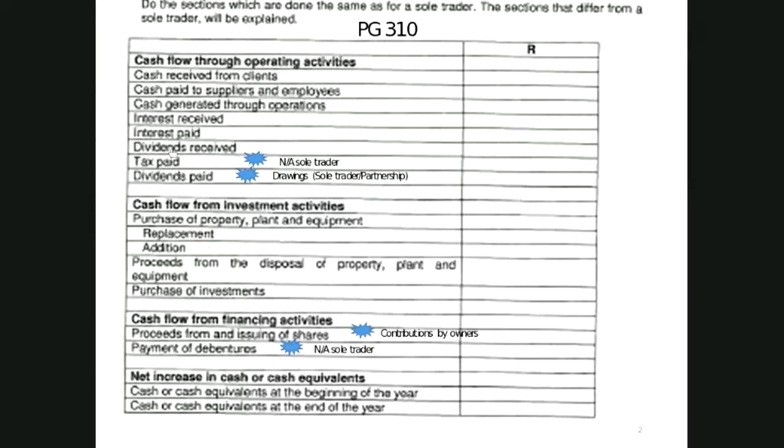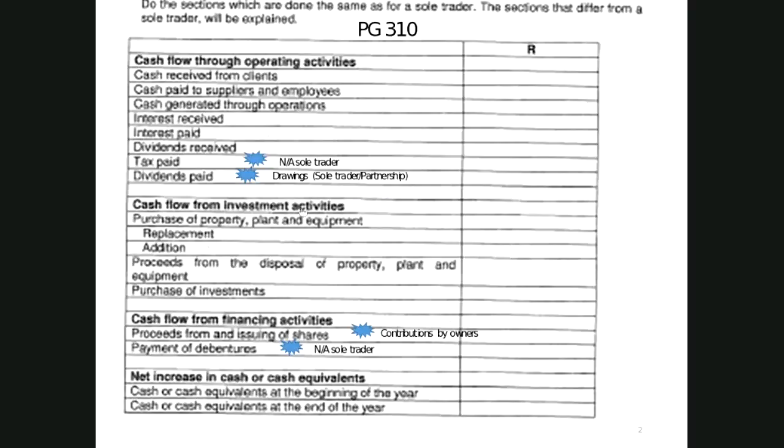However, tax paid is not applicable to a sole trader. So you'll only see tax paid in a company, and dividends paid is only for a company. If it's a sole trader or a partnership, then it would be called drawings. So any drawings that the owner takes out would then be on this line instead of dividends paid.